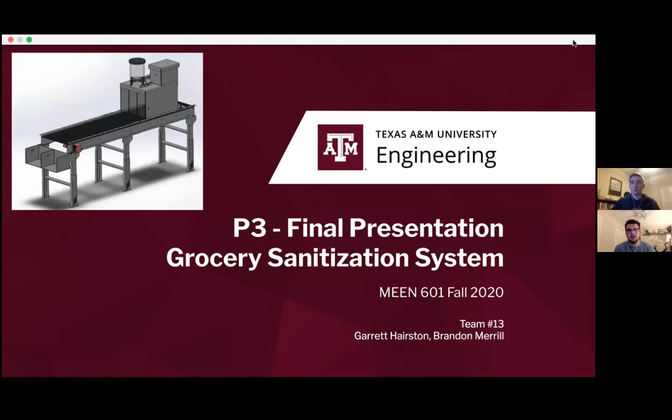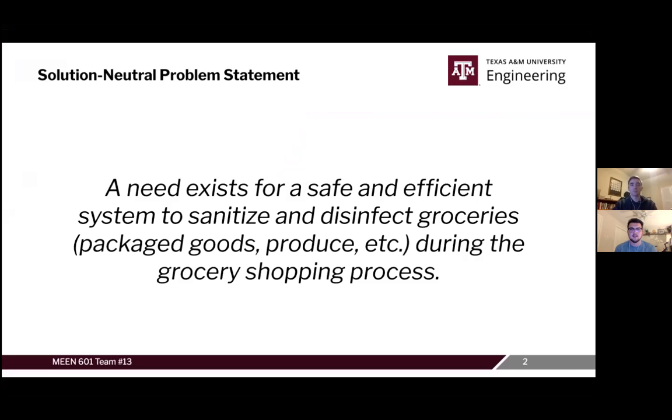We are Team 13 here in MEEN 601 for the fall 2020 semester, giving our final presentation over our designed grocery sanitization system. We came up with this need after looking around us and really wanting to solve something related to COVID-19. So we developed the following need statement. A need exists for a safe and efficient system to sanitize and disinfect groceries during the grocery shopping process.